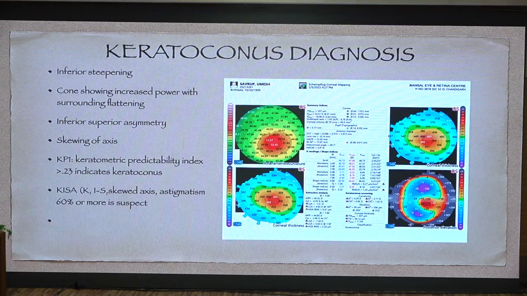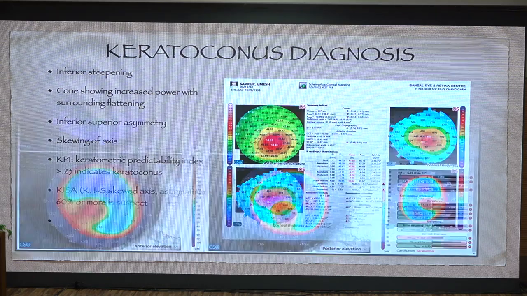So the diagnosis of keratoconus one can make by inferior steepening, showing the cone with increased power and surrounding flattening. Inferior superior asymmetry will be there. Then there will be skew of axis. Normally there is a 90-degree difference between the steeper and the flatter meridian. But here, if you see the axis is not within 90 degrees, there is a skewing of the deviation. Then KPI, the keratometry predictability index, can be checked. Then KISA, it's a score that if it is more than 60%, it tells us about the suspicion of keratoconus.